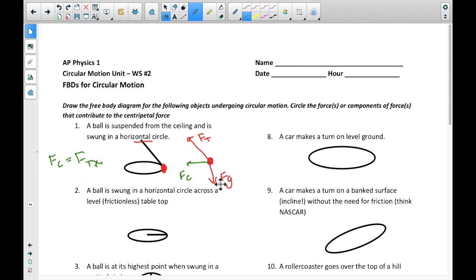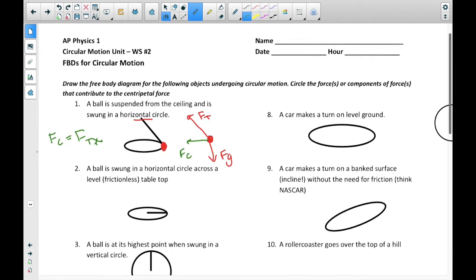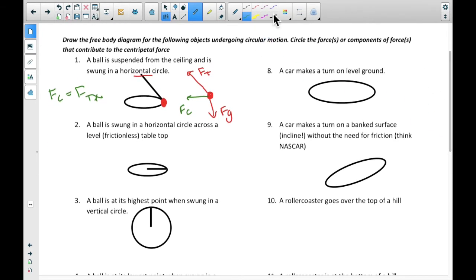It's not its own force. It comes from something else. It always comes from something else. It's never its own force.